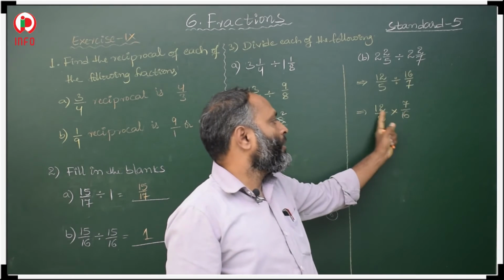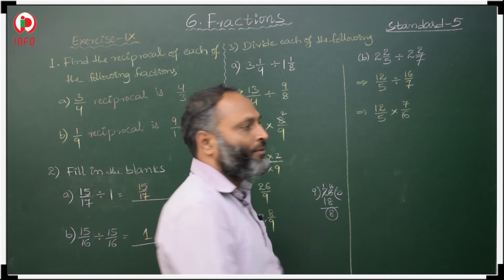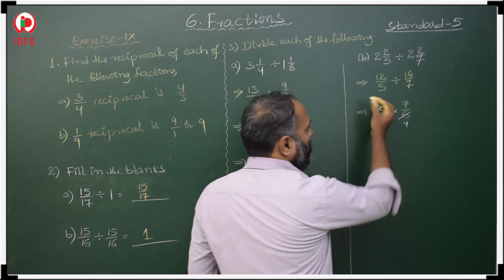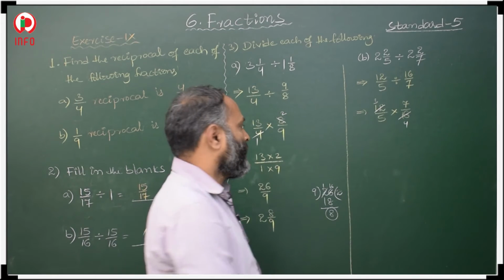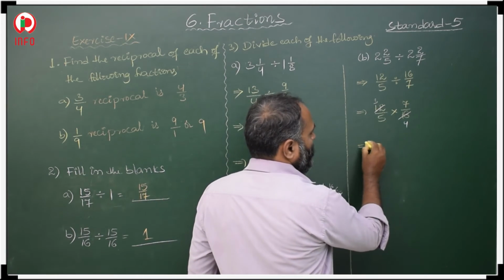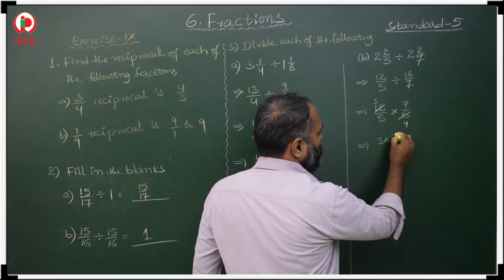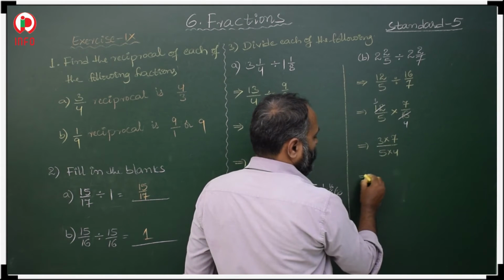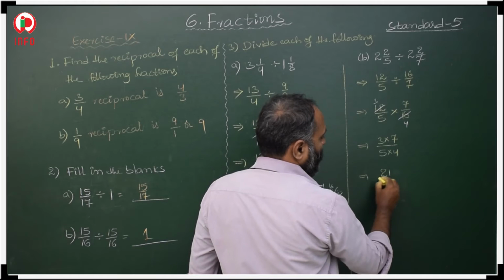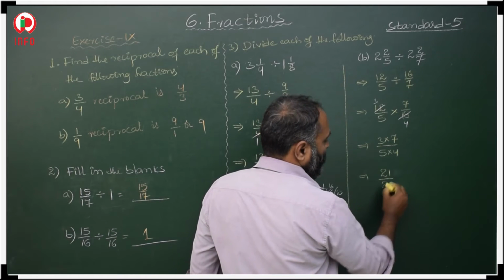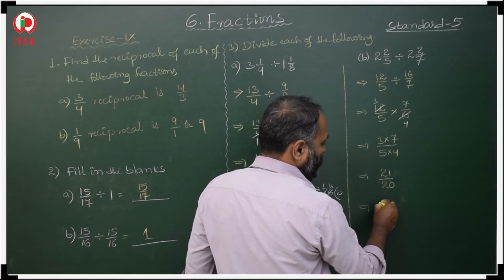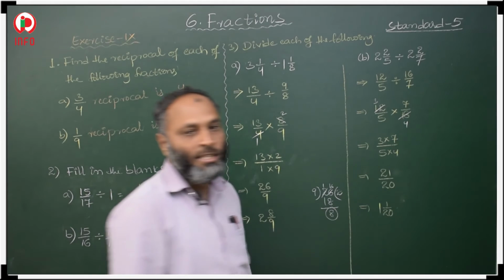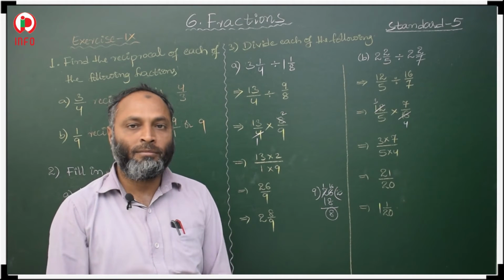These two have a common factor 4, cancel with 4. 4 4s are 16, 4 3s are 12. Now multiply numerator with numerator, 3 with 7, and denominator with denominator, 5 with 4. 3 7s are 21, 5 4s are 20. Then change this into a mixed fraction, 1 1 by 20. This is our answer. Okay.